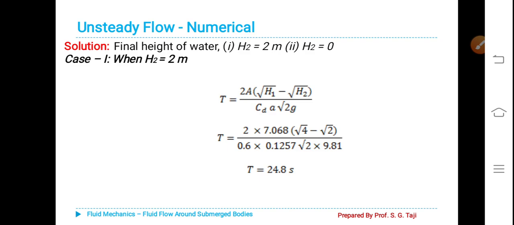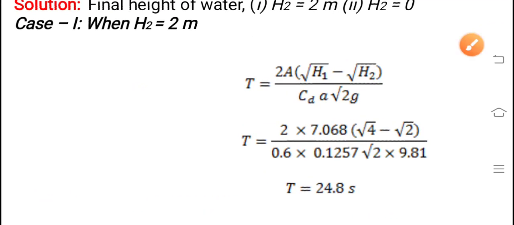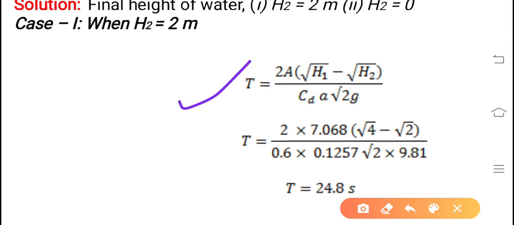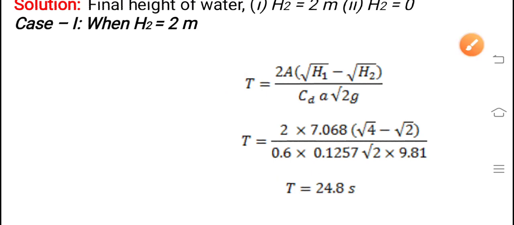Now case 1, when h2 is equal to 2 meter, we know that the formula T is equal to 2A whole multiplied by root h1 minus root h2 divided by CdA root 2g. Substitute all the values, you will get time required to empty the tank from 4 meter to 2 meter is equal to 24.8 seconds.